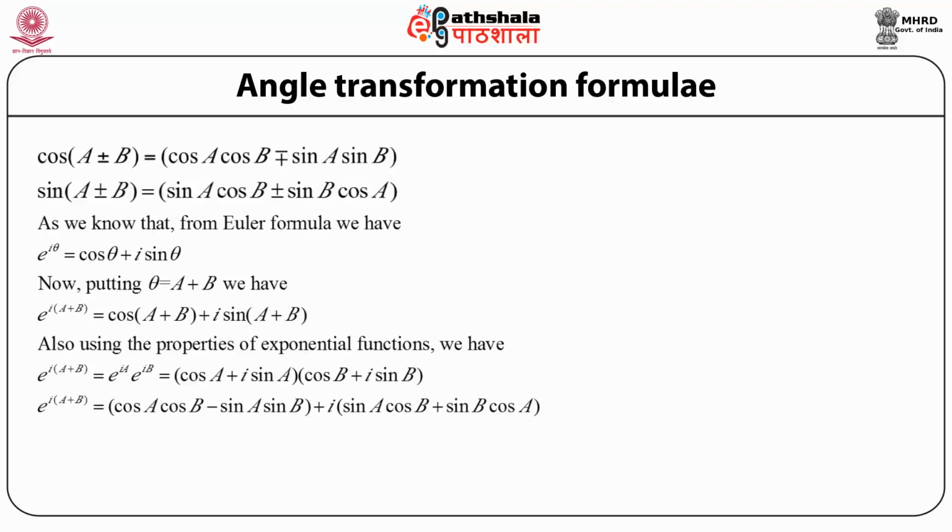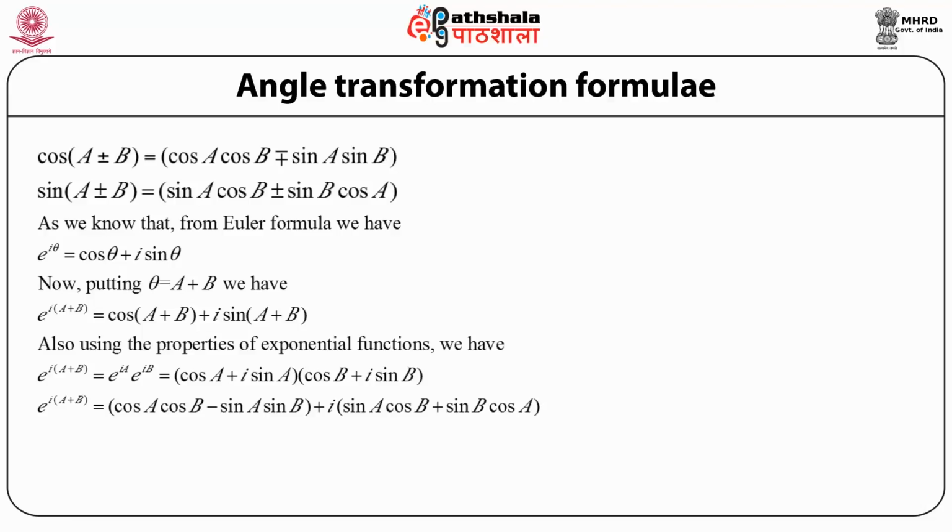We know e to the power of i theta is cos theta plus i sin theta. Now instead of theta, let us put A plus B. So we will get e to the power of i(A plus B) is cos of (A plus B) plus i sin of (A plus B). Let's use the property of exponential functions. We know e to the power of i(A plus B) can be written as e to the power of iA times e to the power of iB, and so therefore we can write cos A plus i sin A as one term, multiplied by another term, cos B plus i sin B.